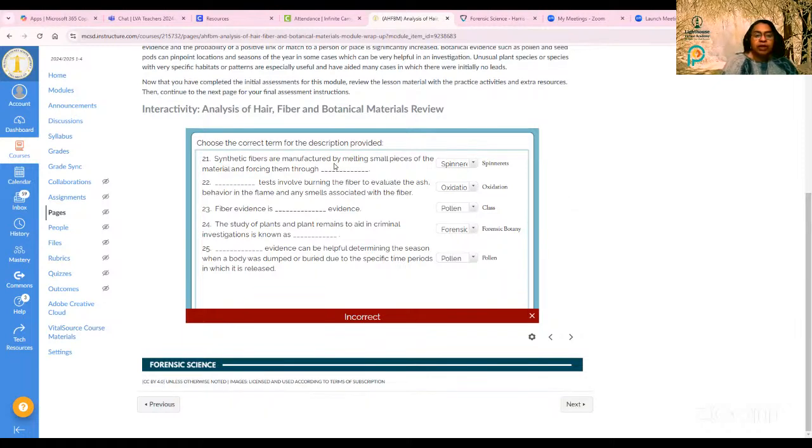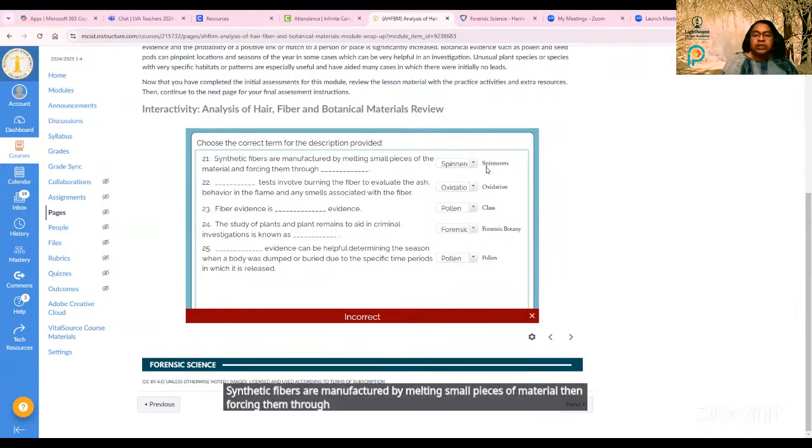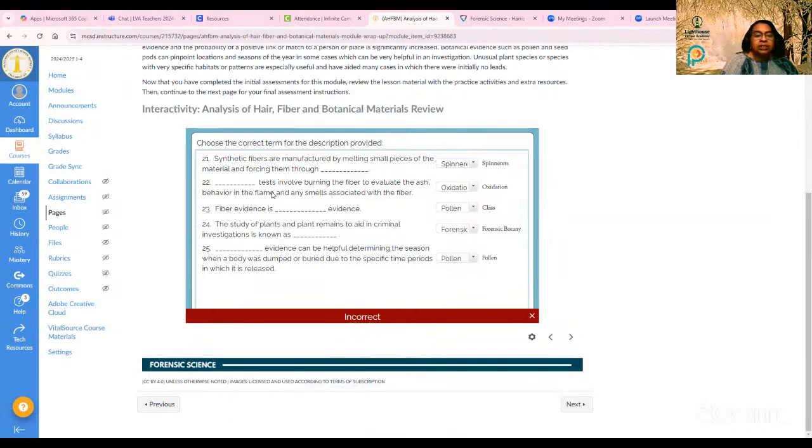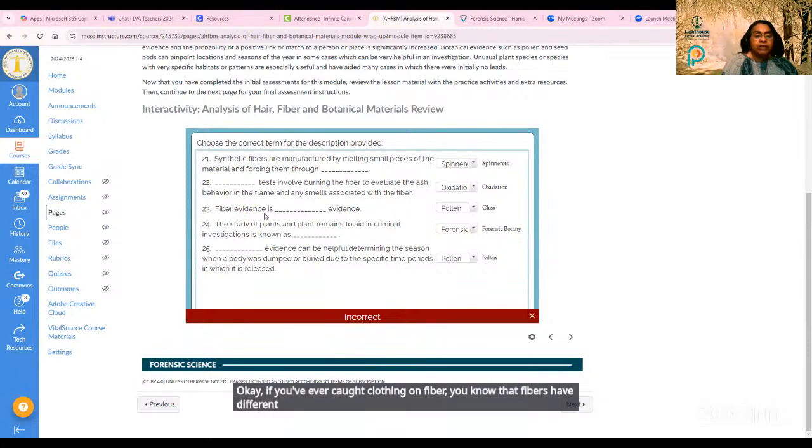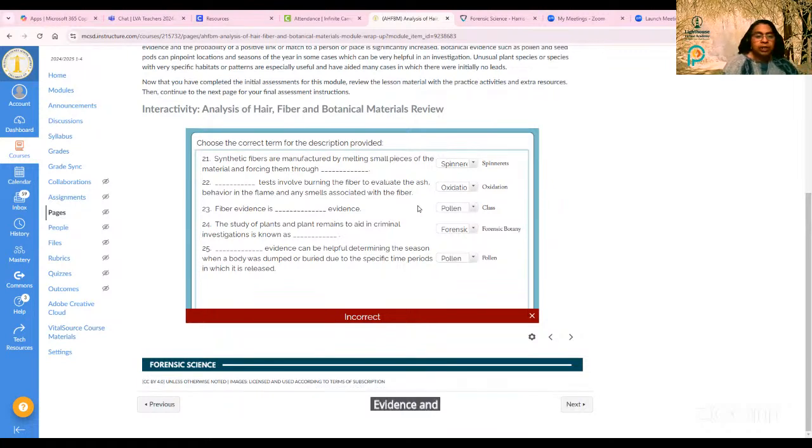Synthetic fibers are manufactured by melting small pieces of material, then forcing them through spinnerets. Oxidation tests involve burning the fiber to evaluate the ash behavior in the flame and the smells associated with the fiber. Okay, if you've ever caught clothing on fire, you know that fibers have different scents. All right, fiber evidence is class evidence, and they had different breakdowns of forensic evidence.